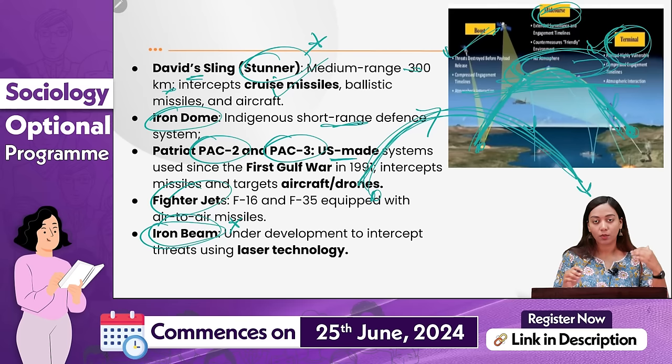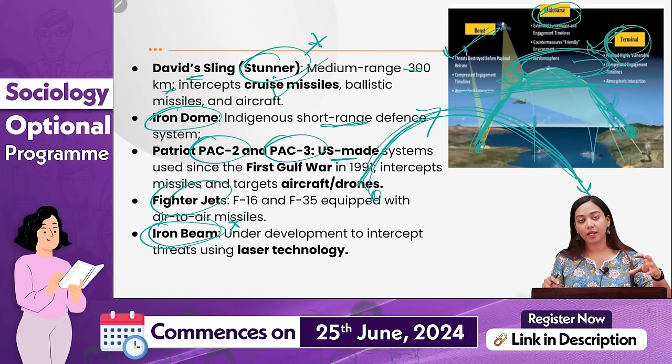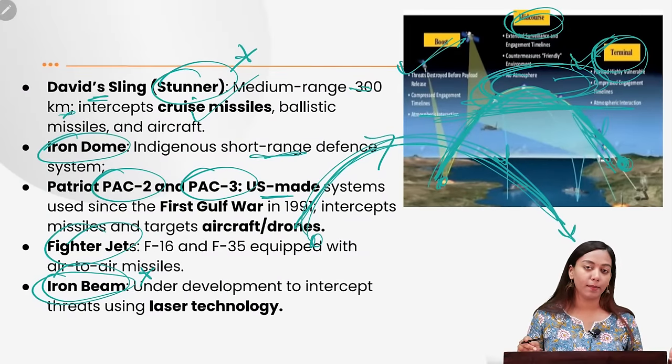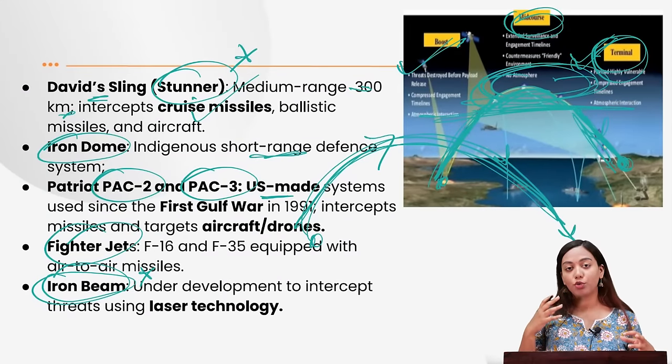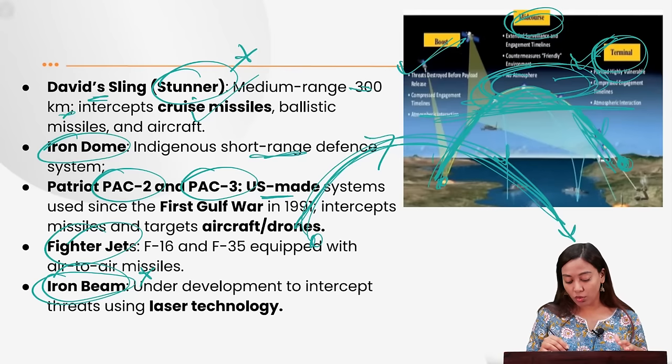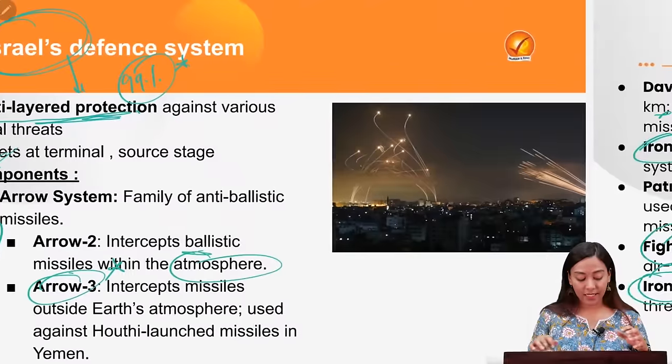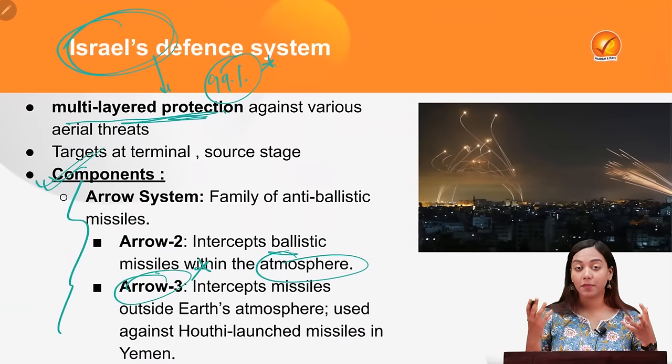Now, Iron Beam is an advanced version of Iron Dome, which utilizes laser technology. It is still under development, but it will have much higher speed and accuracy, and it will be able to penetrate through any object at all three stages at one point in time. So this is the Iron Beam, and this is the entire defense system created by Israel.